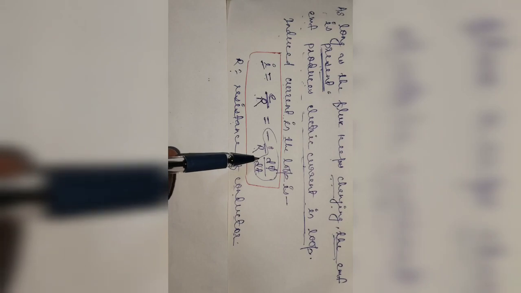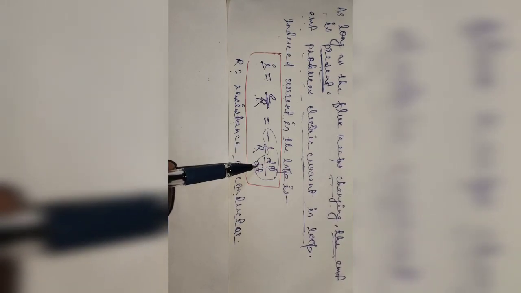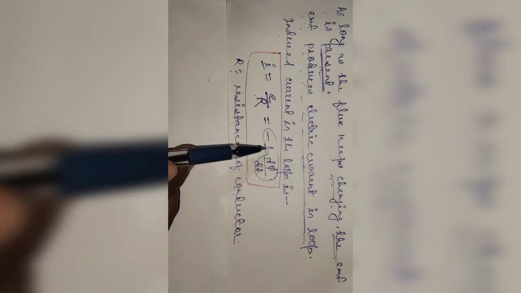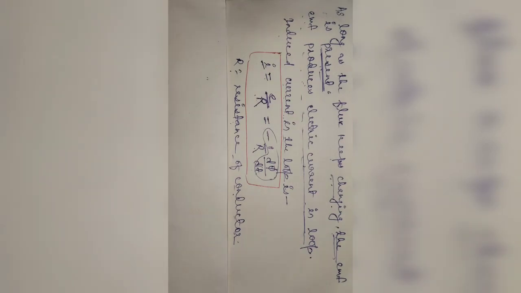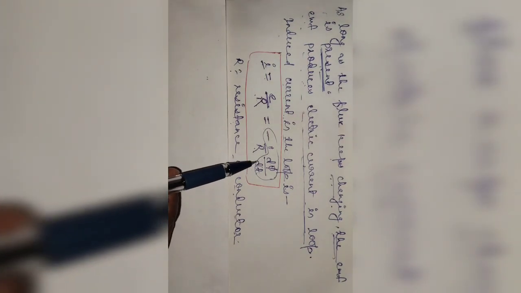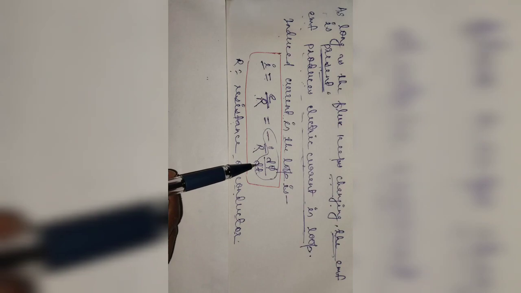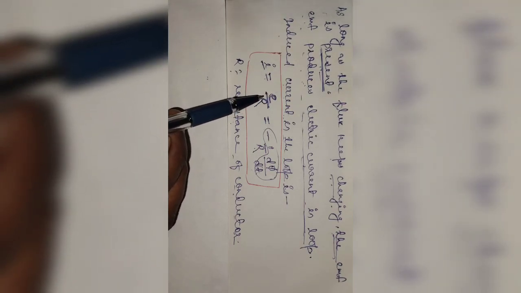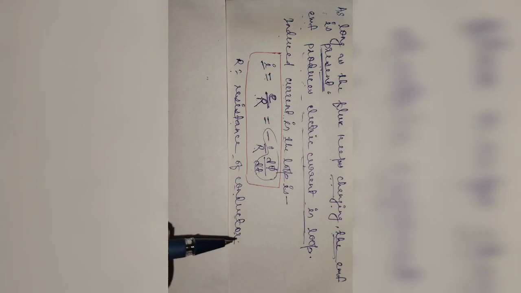I equals E by R equals 1 by R d phi by dt, where minus d phi by dt is the EMF, and I equals minus 1 by R d phi by dt. If the flux increases with time, then d phi by dt is positive, and E, which is electromotive force, is negative. And correspondingly the current is negative.